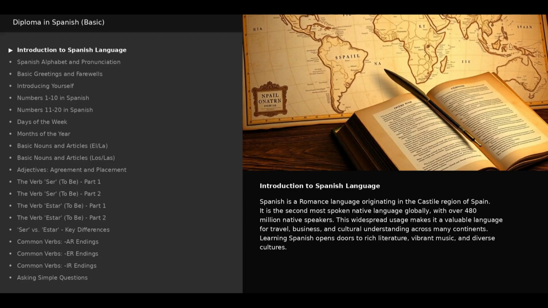Introduction to Spanish language. Spanish is a Romance language originating in the Castile region of Spain. It is the second most spoken native language globally, with over 480 million native speakers. This widespread usage makes it a valuable language for travel, business, and cultural understanding across many continents. Learning Spanish opens doors to rich literature, vibrant music, and diverse cultures.